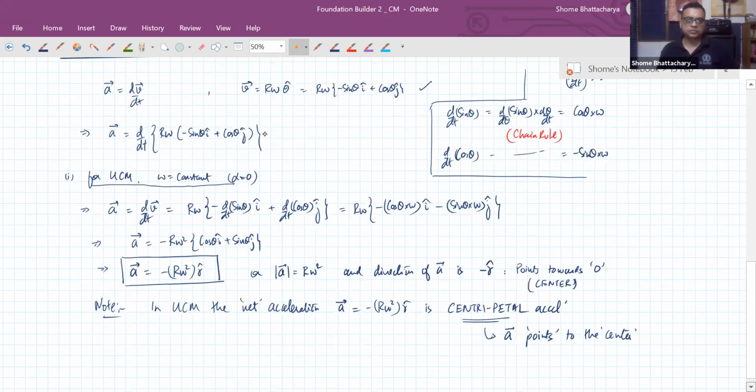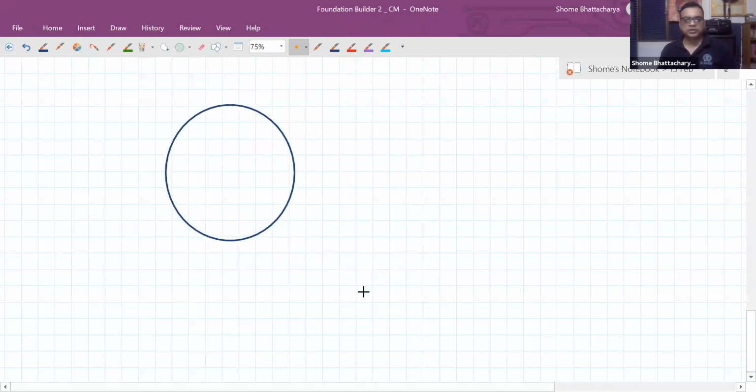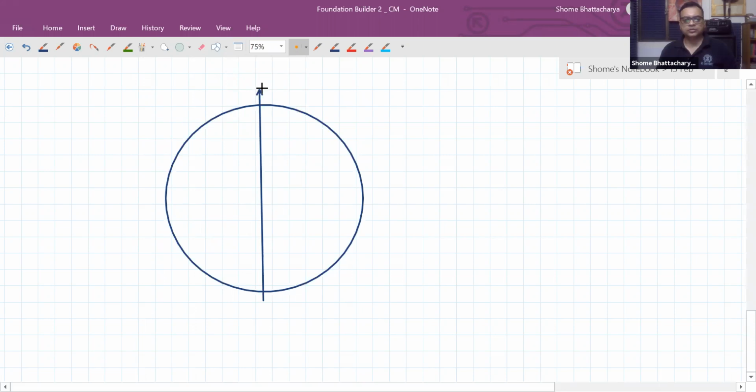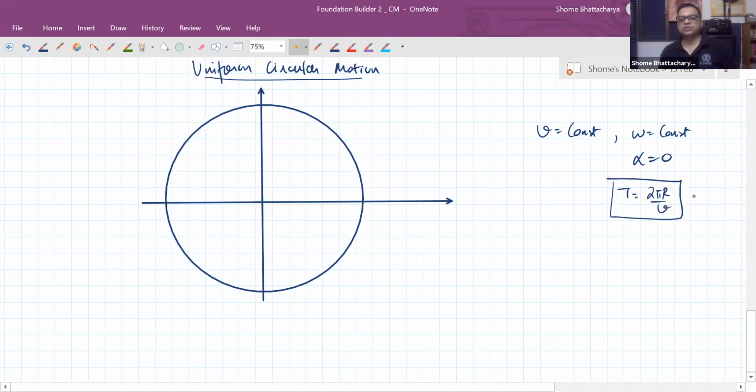Okay, so we think about it geometrically. In a uniform circular motion, what are the properties? The speed is constant, angular speed is constant, angular acceleration is zero. It has a fixed time period of 2 pi r by v. So it is periodic motion.